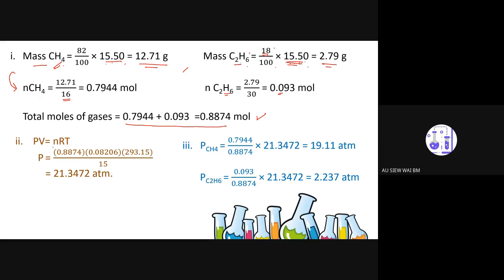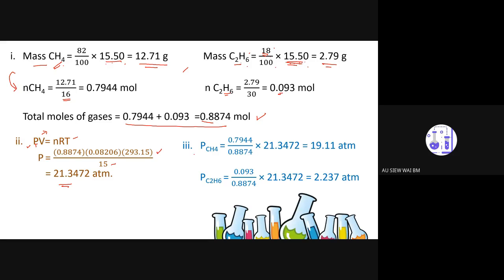After that, this one is also very simple. Since you have the total number of mole, you can substitute here. You need to get the P total. V given in the question is 15 liter and T is given as 20 degree Celsius. So you just convert the unit degree Celsius into Kelvin and this 15 you use directly. So you get the P total.